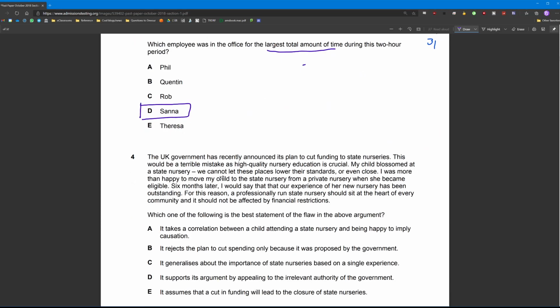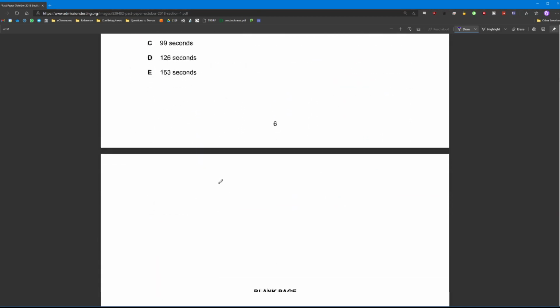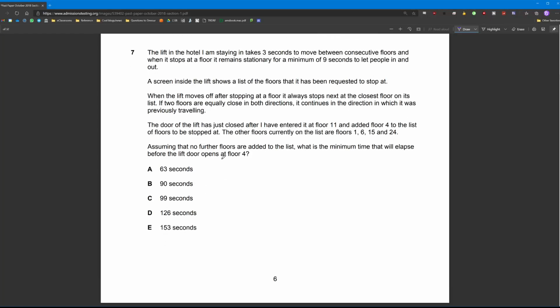Now moving on to the next question, question 7. The lift in the hotel I am staying in takes 3 seconds to move between consecutive floors, and when it stops at a floor, it remains stationary for a minimum of 9 seconds to let people in and out.